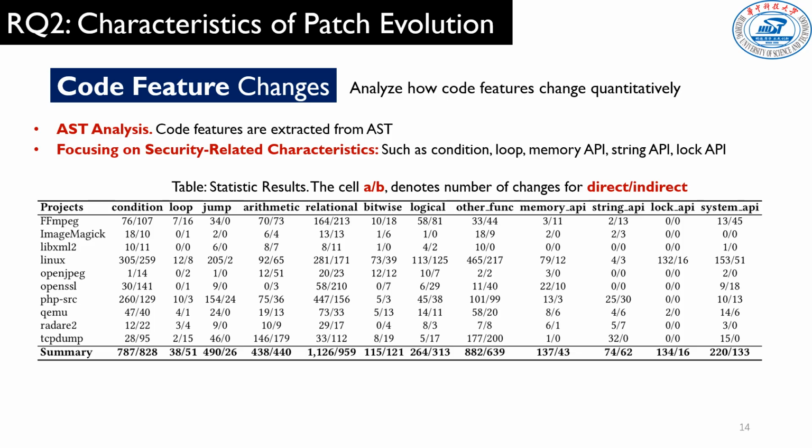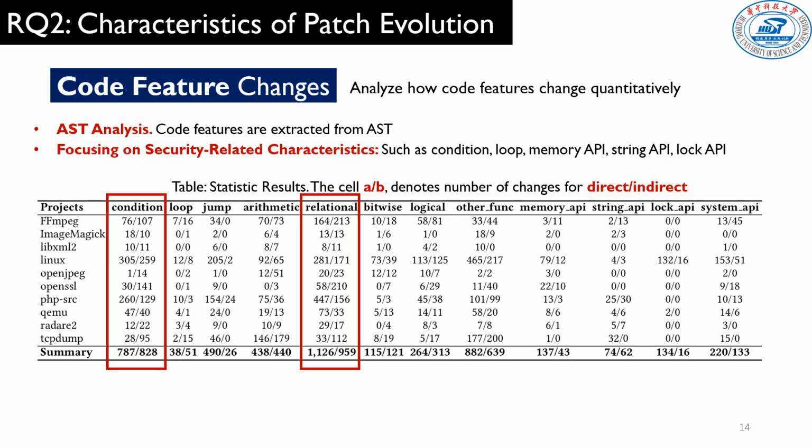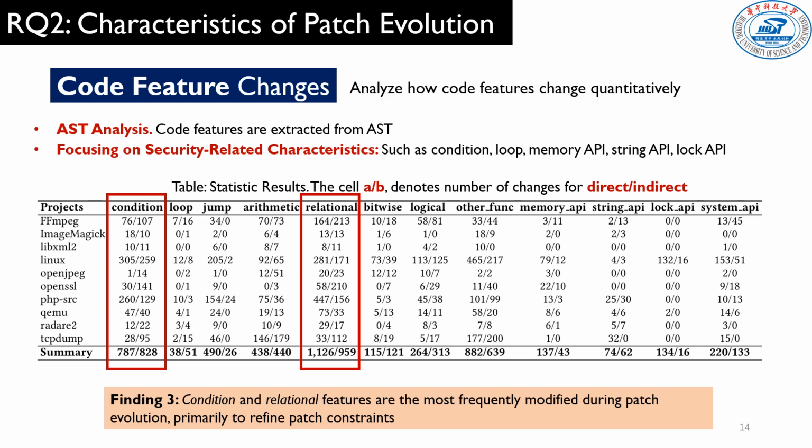Our findings reveal that condition and relational features are the most frequent. There are 787 direct changes and 8028 indirect changes for conditions, and 126 direct and 9559 indirect changes for relational features. These changes often modify control flow, making patches more robust.